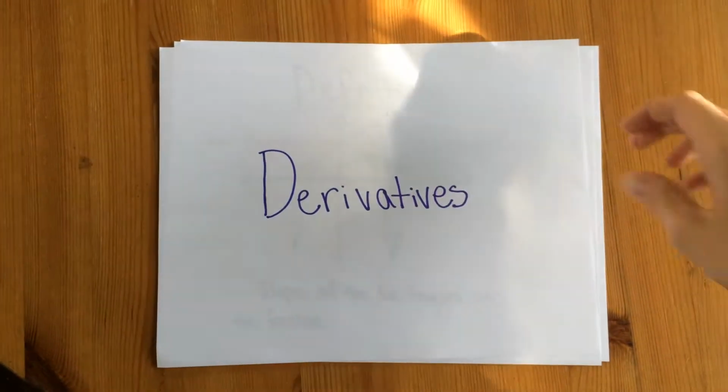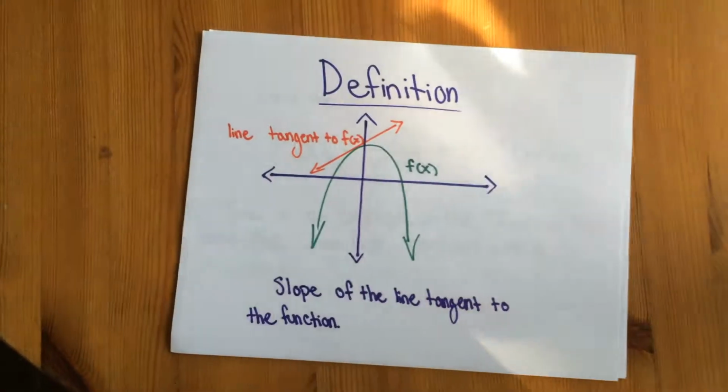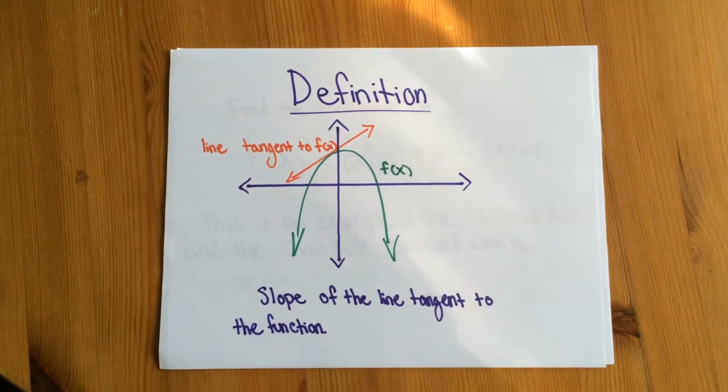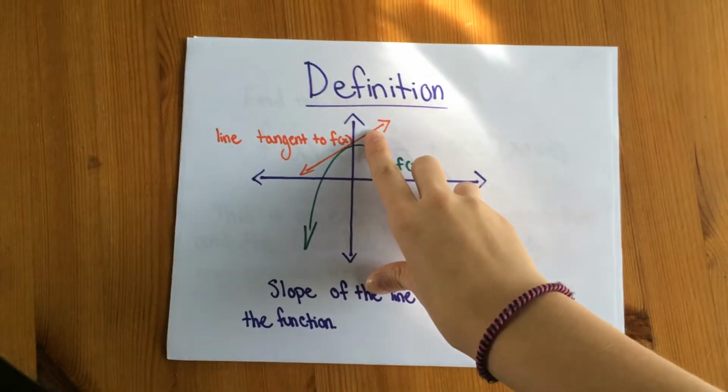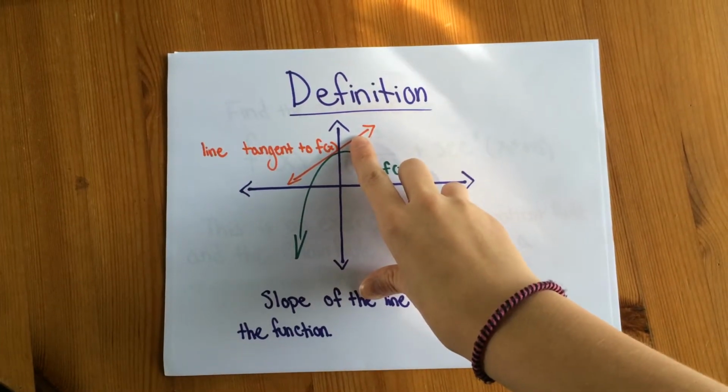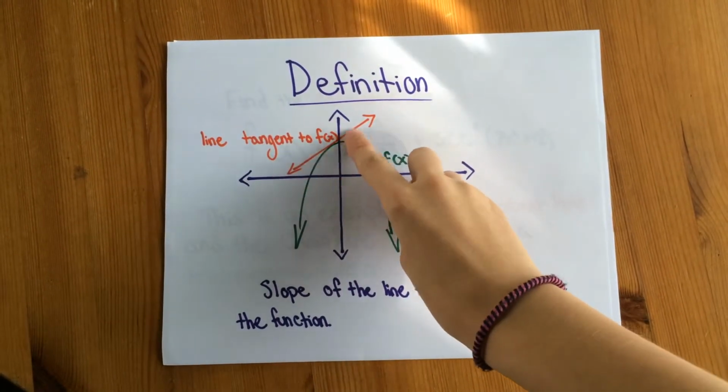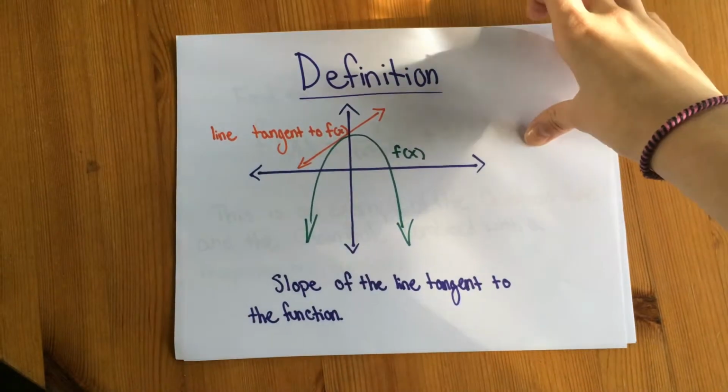Our project is on derivatives. The definition of a derivative is the slope of a line tangent to a function. So if this is our function and this is our tangent line, the equation that we find is going to be the slope of this tangent line at this specific point.